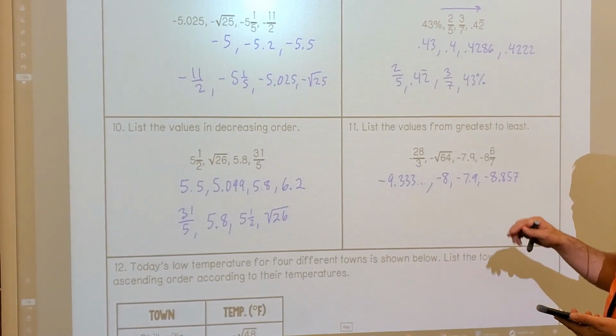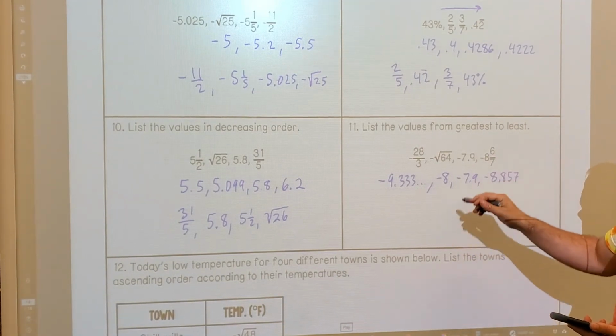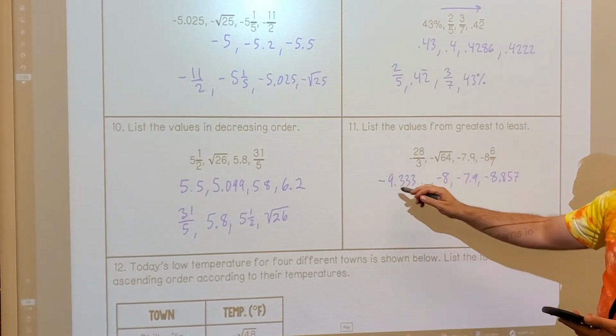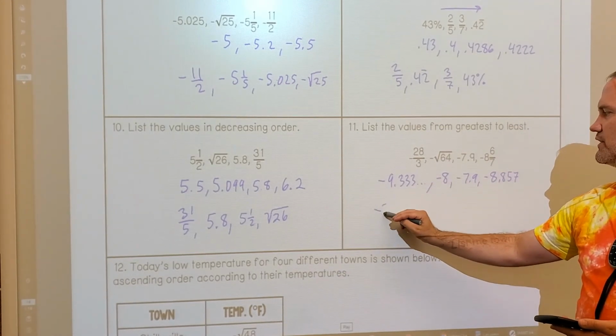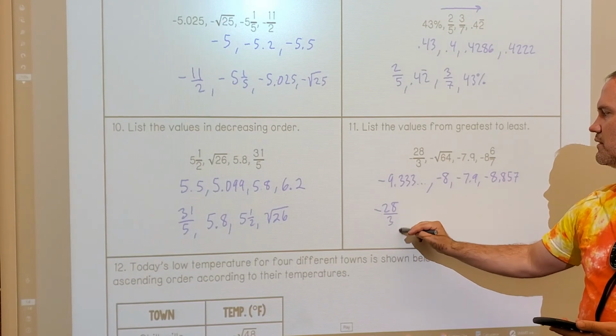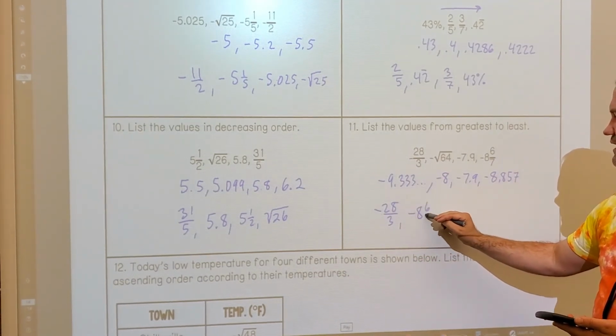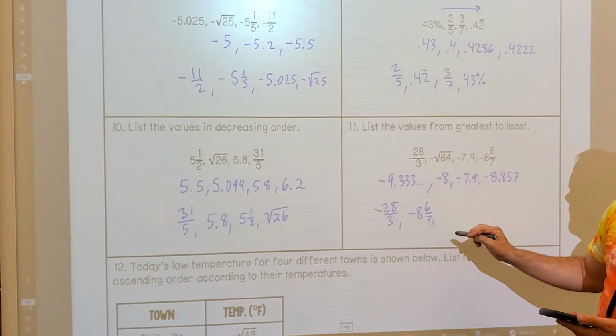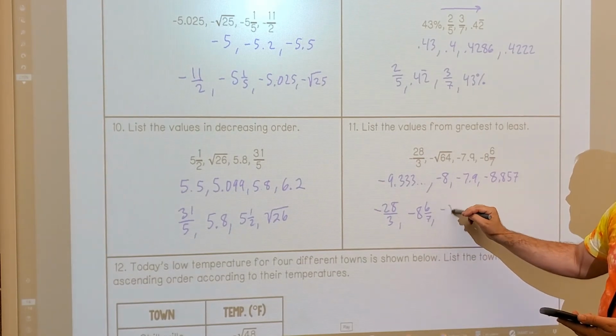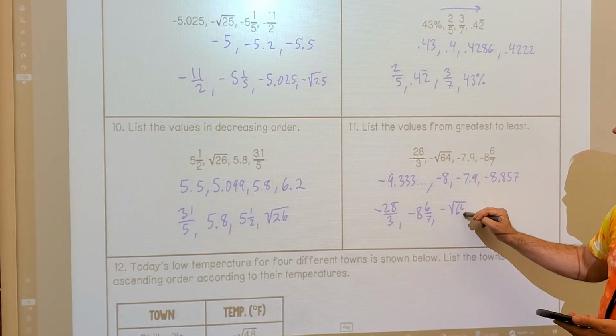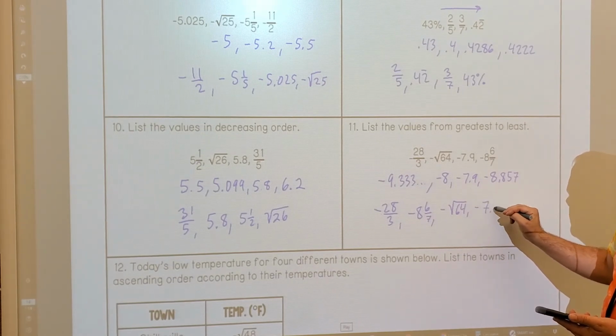Anyway, so greatest to least, which is the biggest one? That one, negative 28/3. Would be awesome if it was already written that way, right? Negative 8 6/7. Negative square root of 64. And negative 7.9.